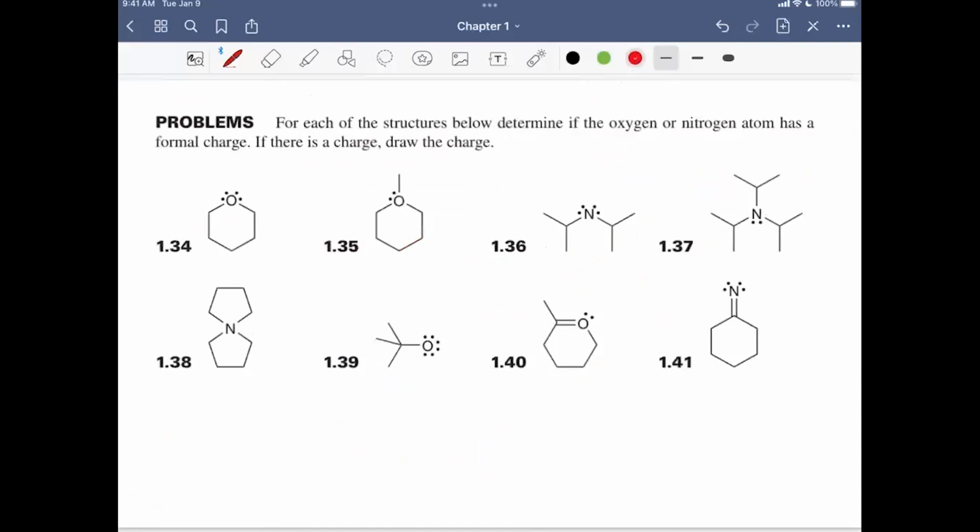Last problem set I have here is read as, for each of the structures below, determine if the oxygen or nitrogen atom has a formal charge. If there's a formal charge, draw the formal charge. All right, it's helpful to know, again, that oxygen has 2 bonds to fill its octet. Nitrogen has 3 bonds. So we can get through these pretty quickly. Determine if there's 2 or 3 bonds on the oxygen and nitrogen respectively, and we can go from there.